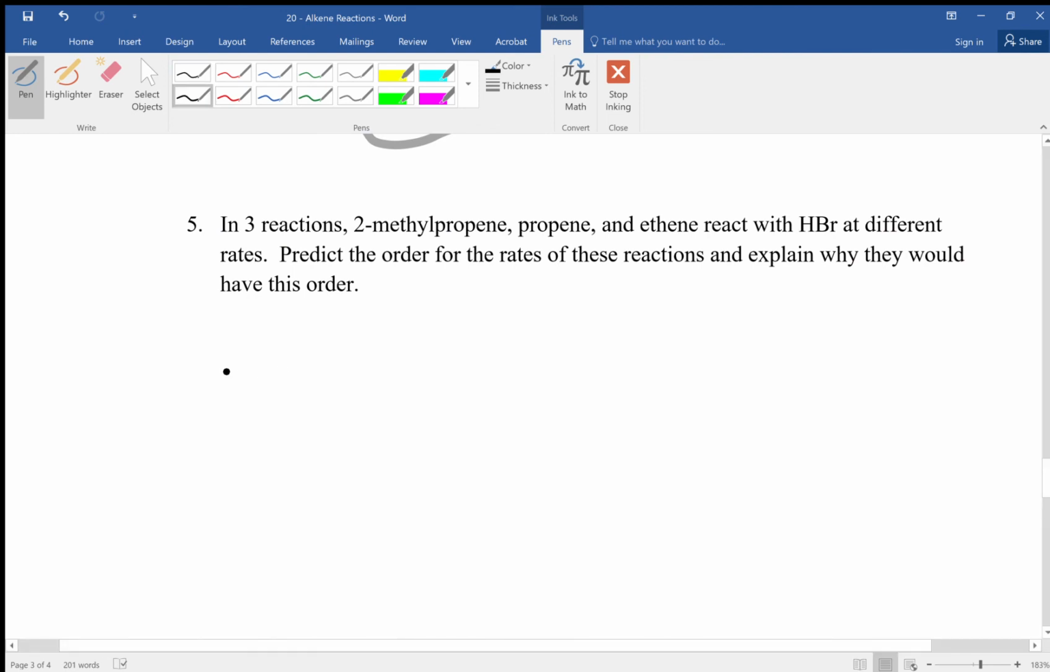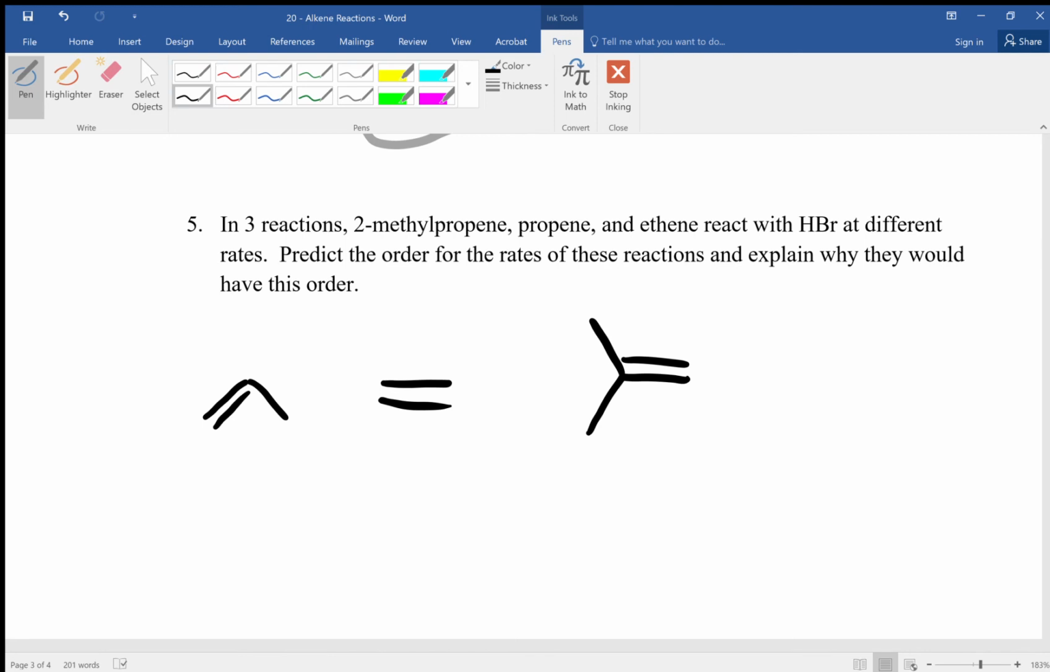Question 5 says we have propene, ethene, and 2-methylpropene. And the question tells us that they react at different rates. And we want to know which one's going to react fastest, which one's going to react slowest, and why? Now, in each case, if these react with HBr, let's draw the intermediate.